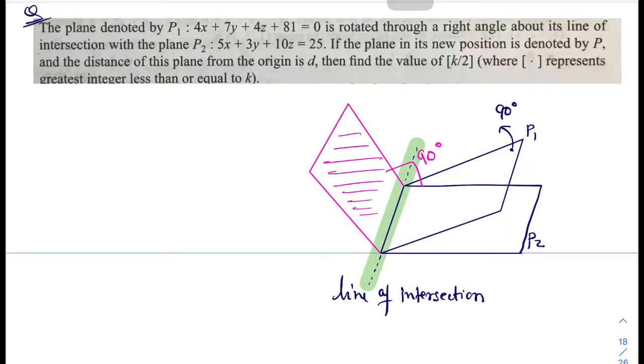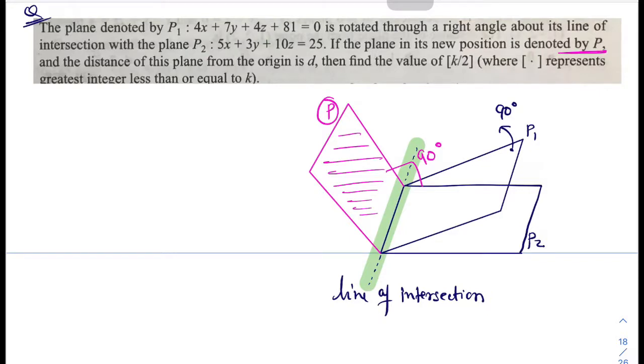The question says this is P. So this is our plane P. It is obtained by rotating P1 by an angle of 90 degrees. It is not mentioned whether the rotation is clockwise or anti-clockwise, but you can easily see the plane is an infinite extension. So if you rotate clockwise or anti-clockwise, it's going to be no different.